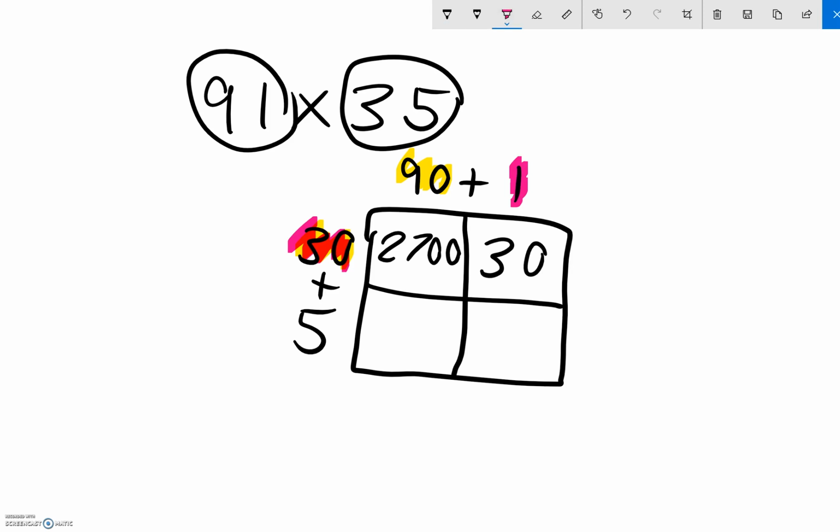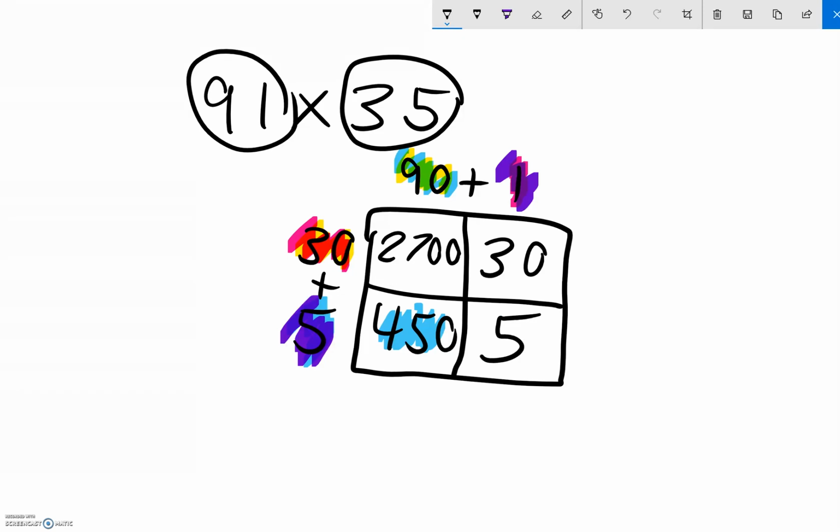Okay? Next, I'm going to multiply 90 by 5, and those ones meet right here. 90 times 5, 9 times 5 is 45, and there's 1 more 0 here. And then finally, I'm going to multiply 1 and 5. And 1 times 5 is 5. It's the easiest one. Okay, let's add them up.